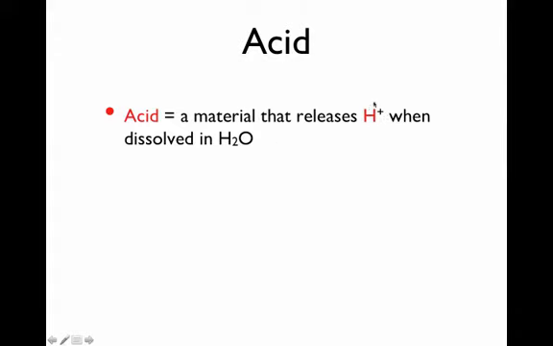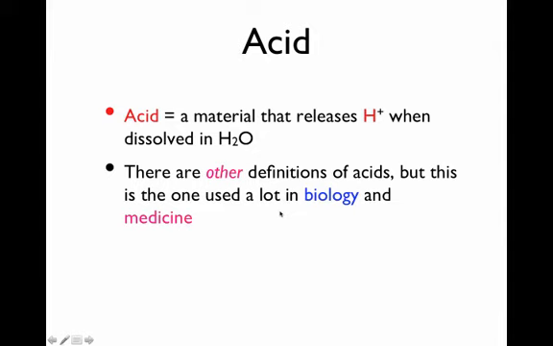This is a hydrogen atom with a charge of +1. It's not a neutrally charged hydrogen atom. It's a hydrogen ion with a charge of +1. So that's our first definition of an acid: a material that releases H plus ions when it's dissolved in water. As I mentioned, there are other definitions of acids, but this one gets used a lot in biology and medicine. So we're going to use it predominantly in this class.